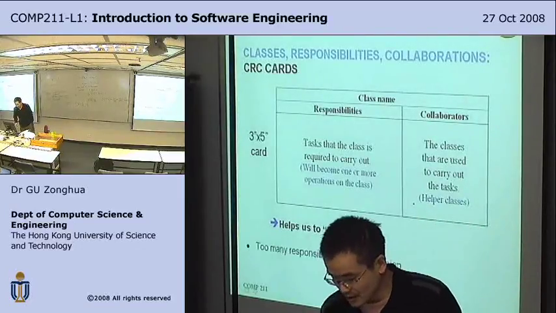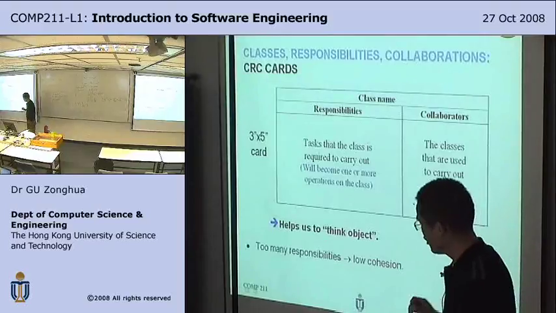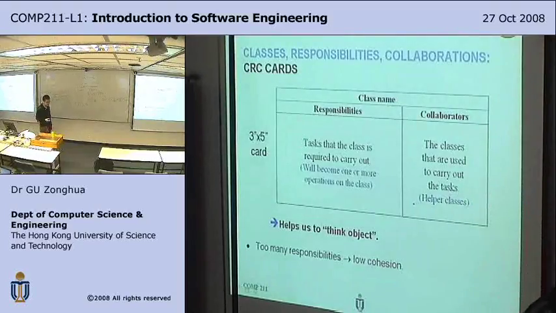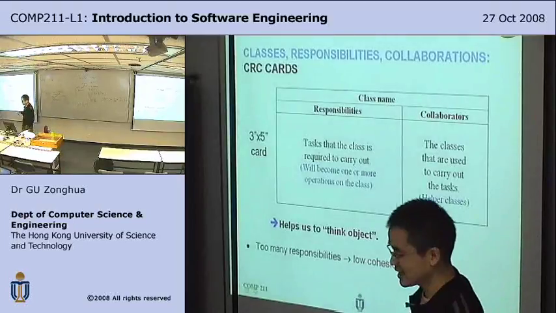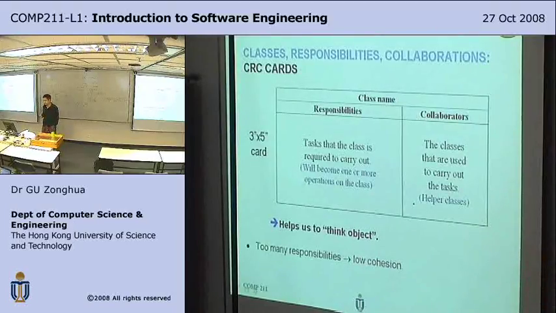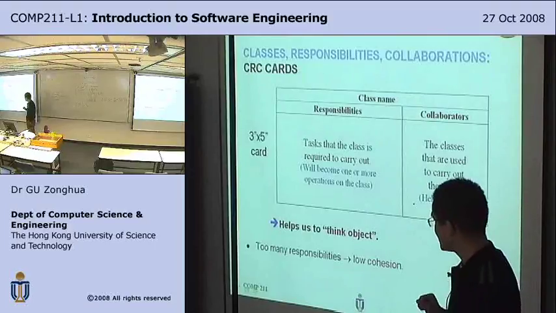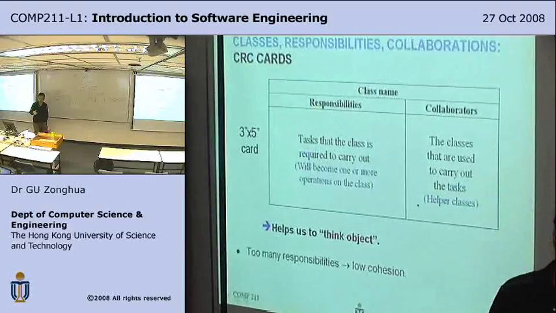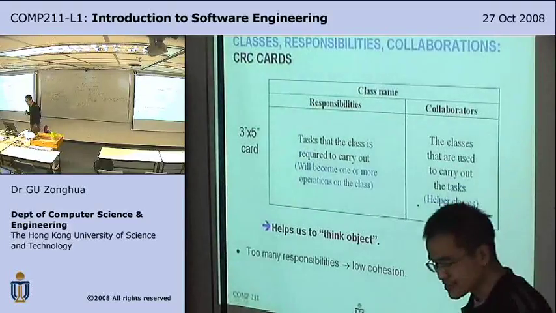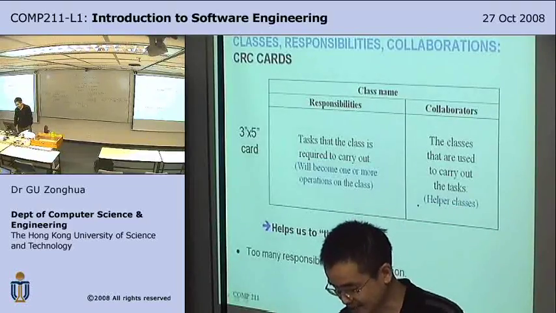So you should try to avoid having too many responsibilities in one class. If so, you have low cohesion. Cohesion is a metric for measuring how cohesive a class is, how focused. If a class does one thing only, it's very cohesive. If it does many things at the same time, it is loose. That is, it has low cohesion. So try to achieve high cohesion when you design classes.